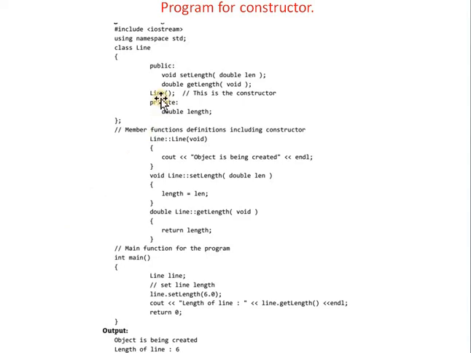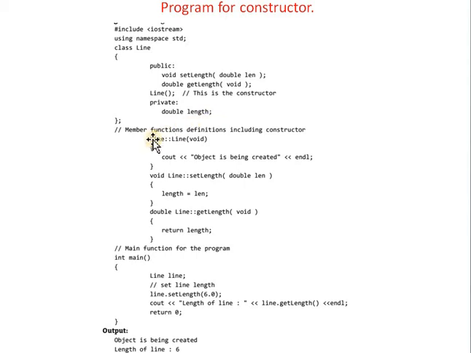In this program, the class is Line. Line is the one class. In that class, in the public section, there are two member functions, setLength and getLength. setLength takes the length parameter and getLength returns a value for the length. And next here is one constructor. The constructor has the same name as the class name. Here Line is the constructor. Then there is another member variable declared as length.